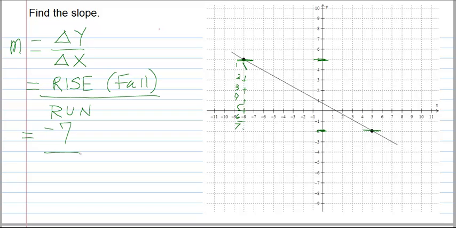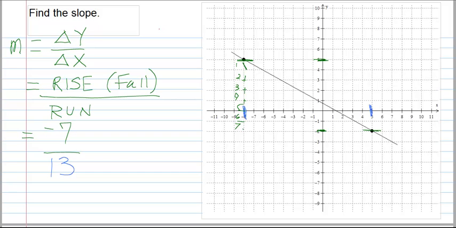Now we have to look at the run. Along the x-axis, starting with your original point, it was located here at -8, and we've moved over here to 5. How far on the x did we move? Now be careful. This is actually a positive amount because we want to know how far we moved on the x. The x changed from a -8 to a +5, so it went up by 13. So the slope of this line is actually -7 over 13.